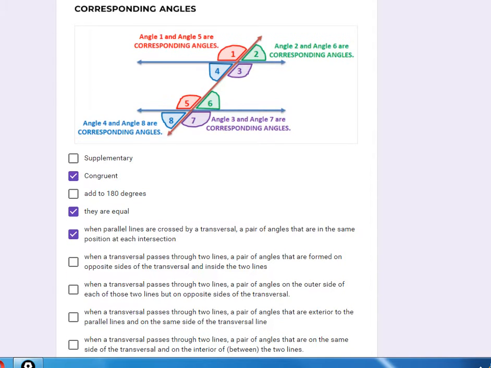Okay, so corresponding angles. Corresponding angles just means it's an angle in the same position. Okay, so look at this spot, it's equal to this one. It means they're equal, which is congruent. And it says when the parallel lines cross by a transversal, the pair of angles that are in the same position at each intersection. So it's just in the same spot.